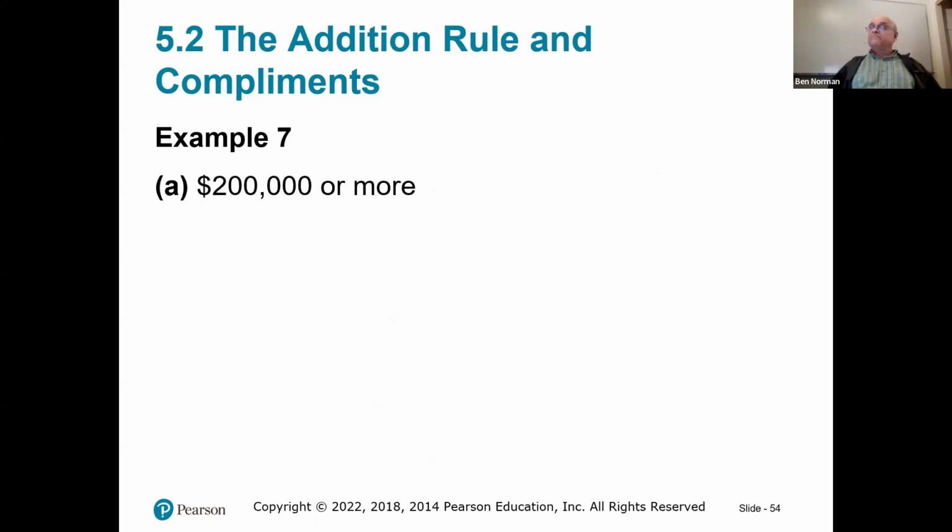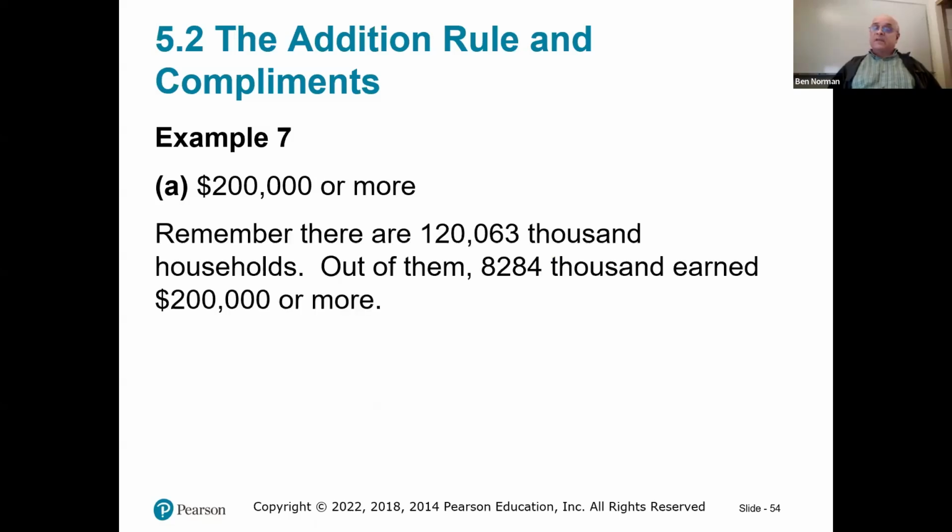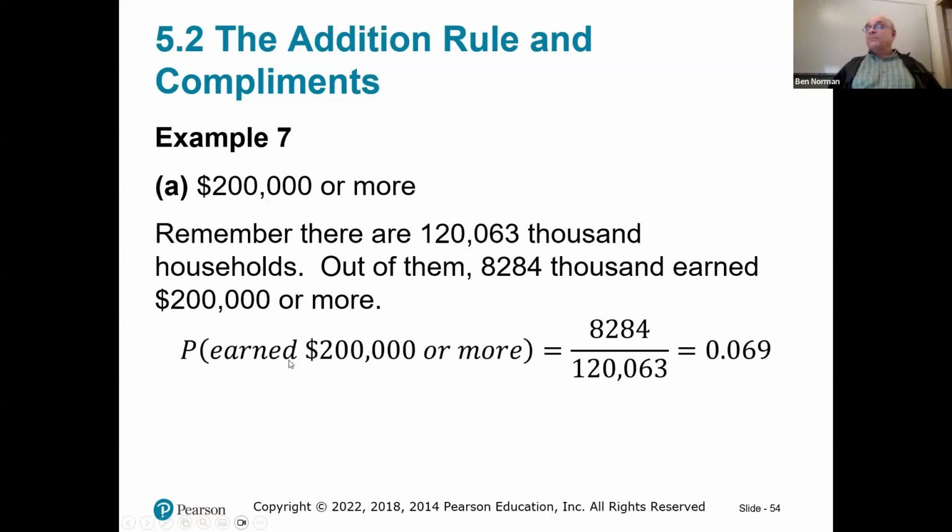For part A, this is rather simple. Part A, 200,000 or more. Remember, there are 120,063 households. Out of them, 8,284 earn 200,000 or more. So the probability of earning 200,000 or more is going to be 8,284 divided by 120,063 to give us 0.069, rounded to the third decimal.